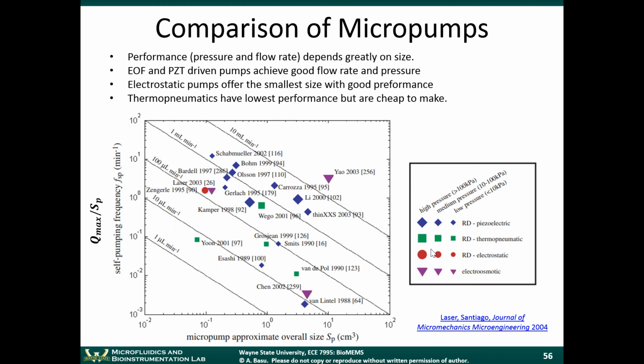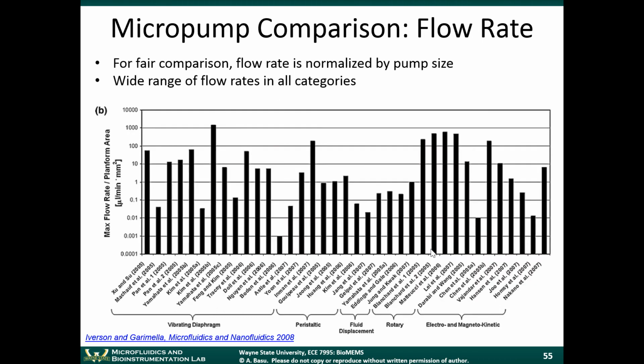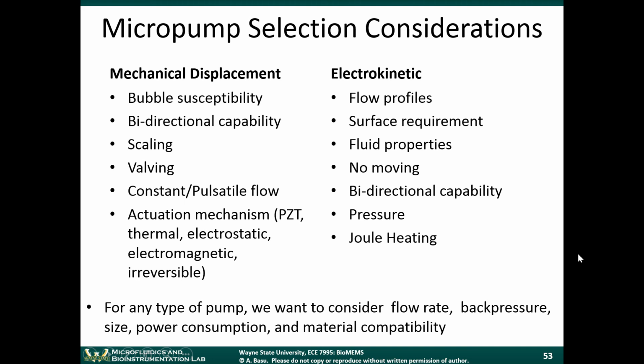Cost, when one is making a micropump, the things that you want to consider are flow rate, back pressure, size of the pump, power consumption, and material compatibility. Often you need a pump that's compatible with the process that you're working with.